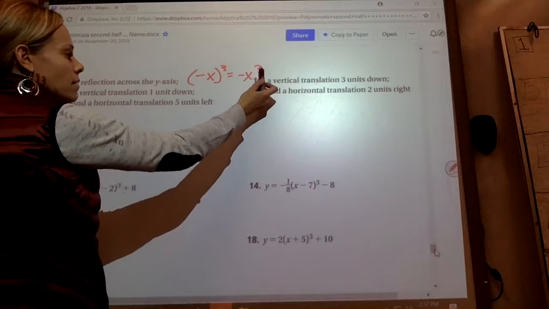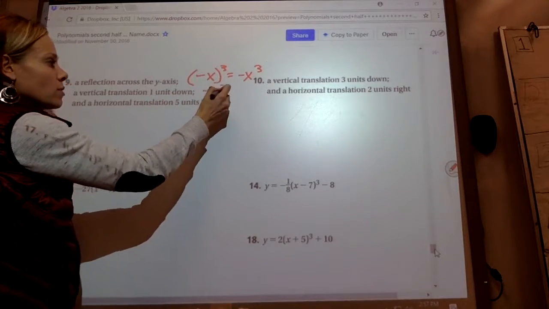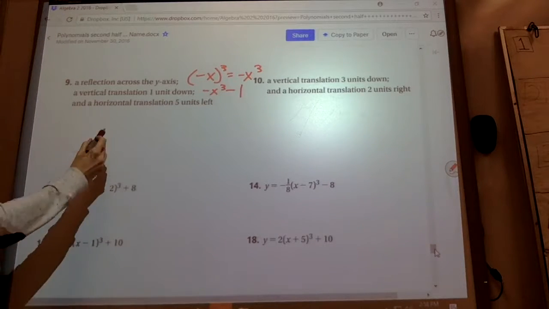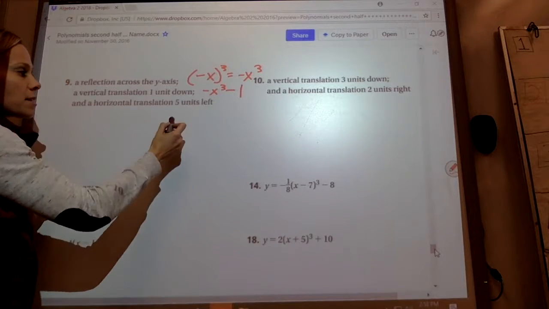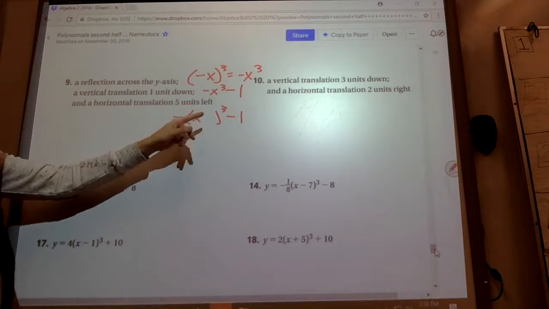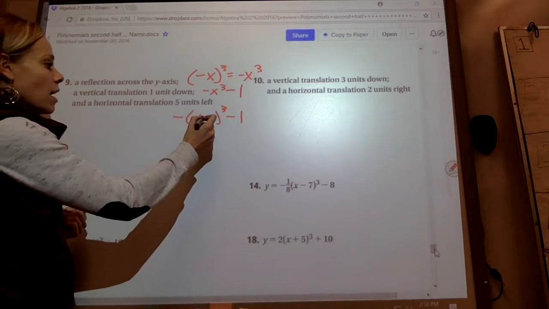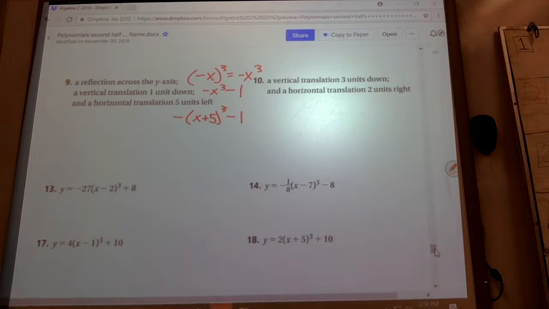Now I have this negative x cubed, and I want to go 1 unit down. So I take the negative x cubed and I subtract 1. Very good. And then I'm going to do 5 units to the left. So remember, whenever I go left and right, just the x, right, gets changed. So I put parentheses around the x, and to go to the left means I add 5. And we'll do 1 more of those.